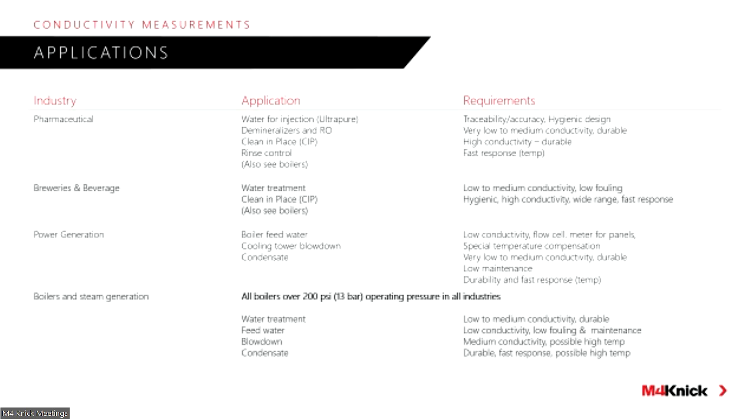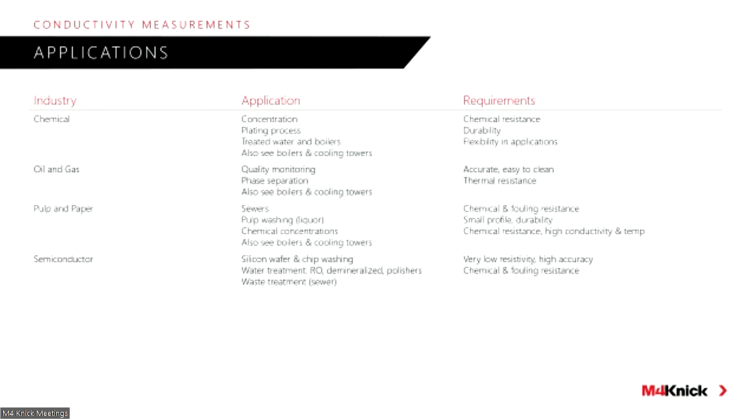And then lastly, on the next slide, you see aggressive industries, right? So the chemical industry, oil and gas, pulp and paper. Seth, if you don't mind switching the slide there. So in these industries, we have concentration measurements. We've got sewer measurements, outfall measurements, monitoring conductivity. Again, a number of different applications specific to the three types of conductivity measurements.